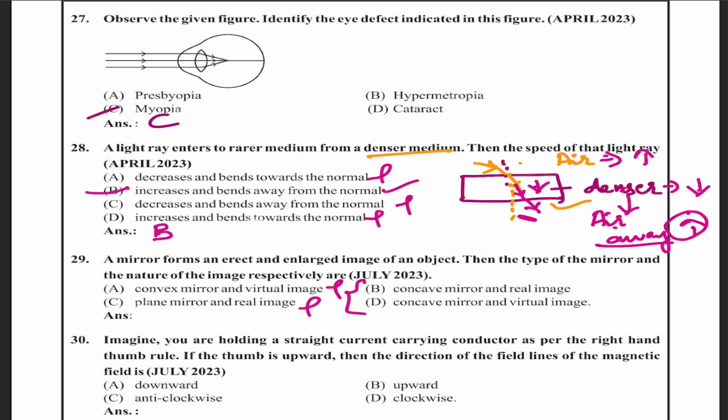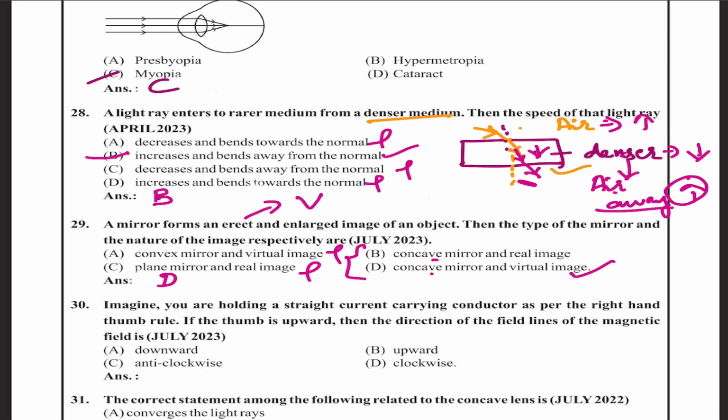We are supposed to check among options B and D since they have concave mirror. And we very well know that the nature of the erect image is virtual. Hence, the correct answer is option D, concave mirror.